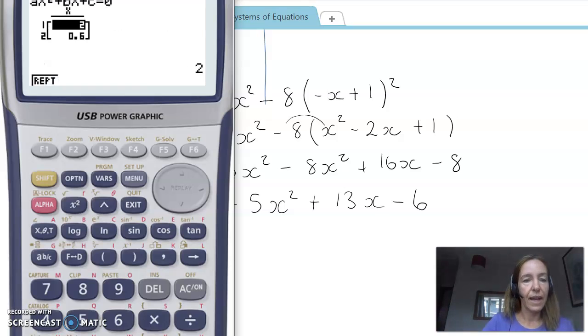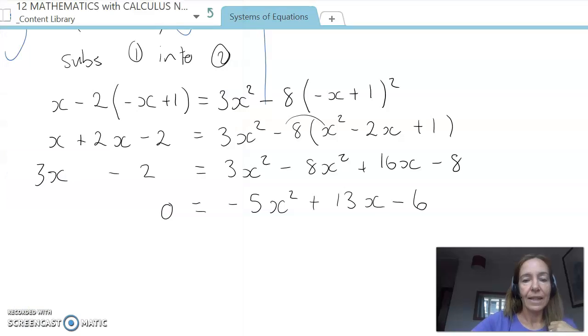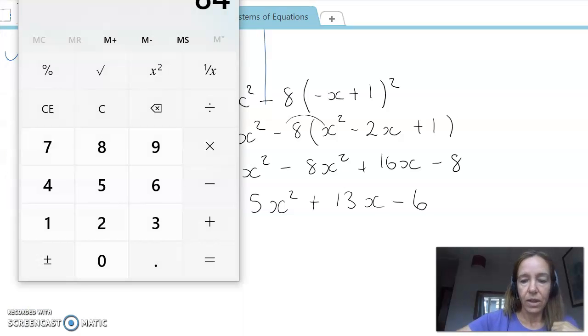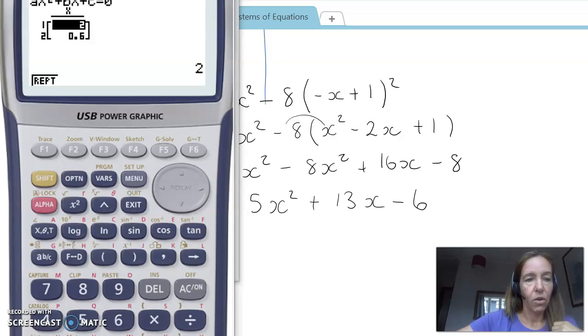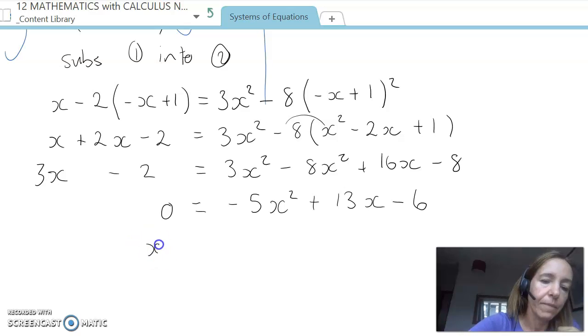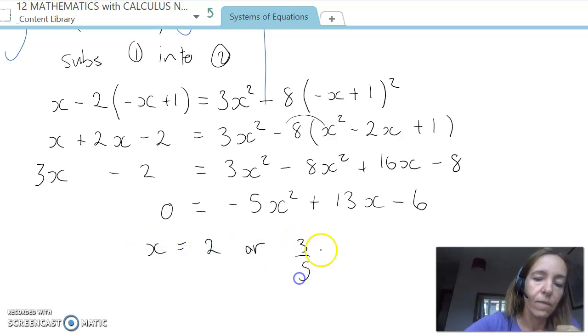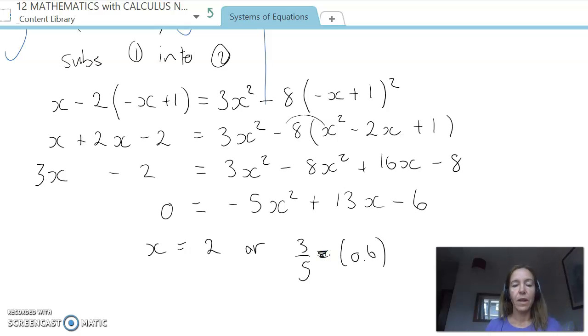You could have divided all the way through by negative. It's all the same. And I see that my x-intercepts are 2 and 3/5. So these are equivalent.